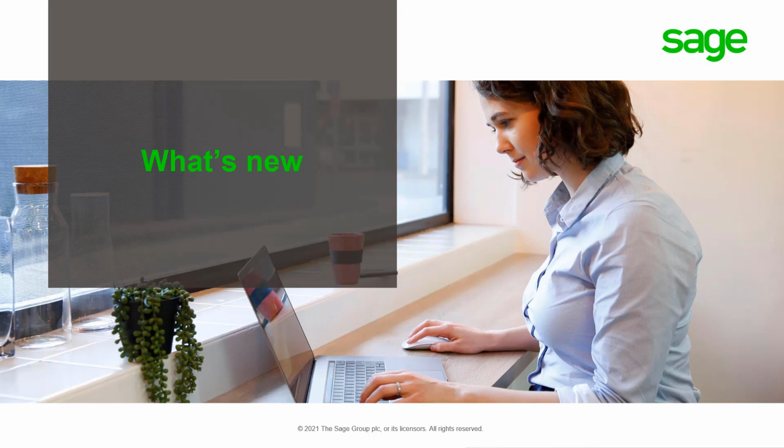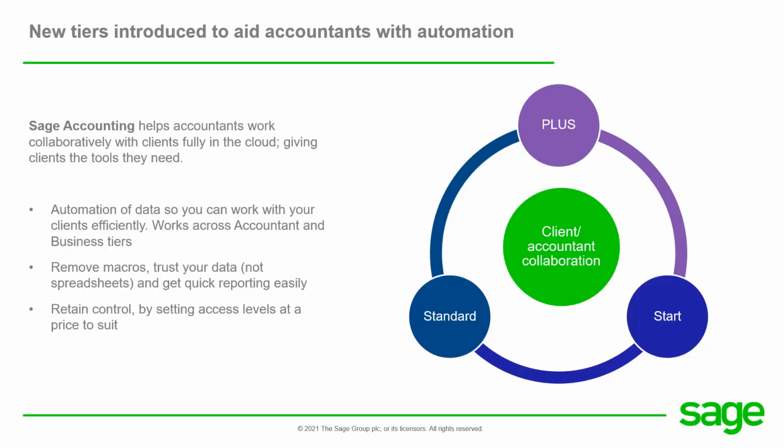Let's take a look on the next slide and explain a little bit more about the new tiers that we've introduced. We introduced three new tiers in Sage Business Cloud, as we are aware that not every single client will require all of the functionalities within accounting. As you can see here, we have the Accounting Start, Accounting Standard, and Accounting Plus. I will go into a little bit more detail on the next slide and explain what each one of the tiers has to offer.